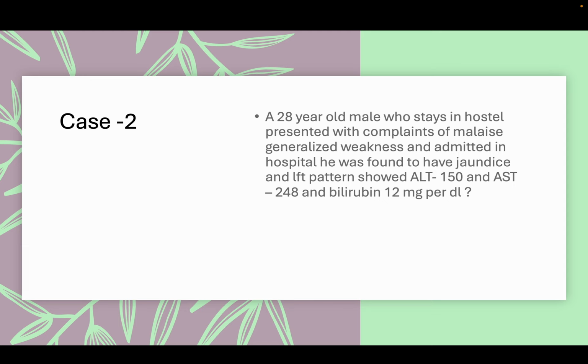But ALT is 150 and AST is 248. Generally in the case of viral hepatitis, you expect ALT to be more than AST. But here ALT is less and AST is more. So ALT is usually more than AST in most cases, but for AST more than ALT, I told you two conditions: cirrhosis of liver and alcoholic hepatitis.